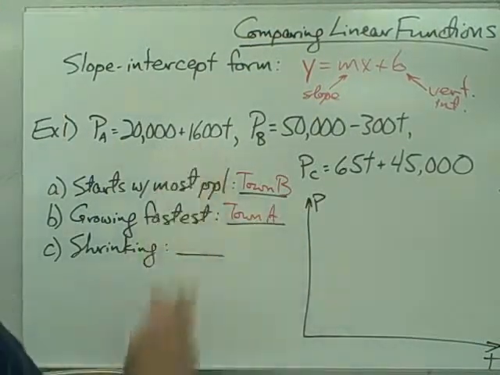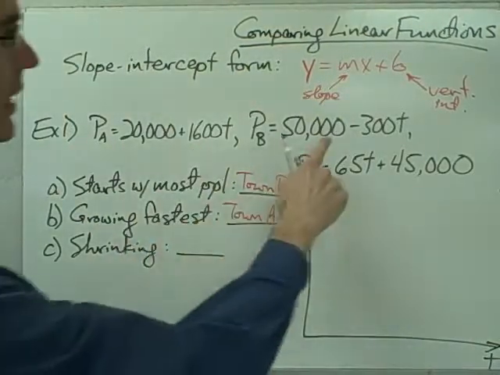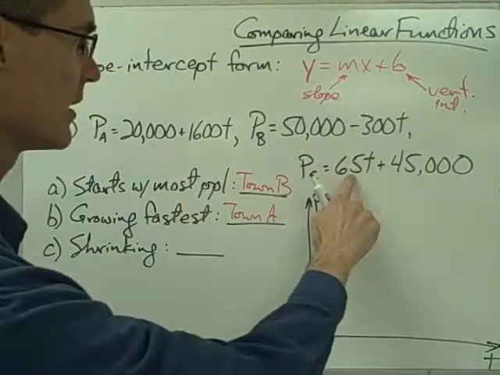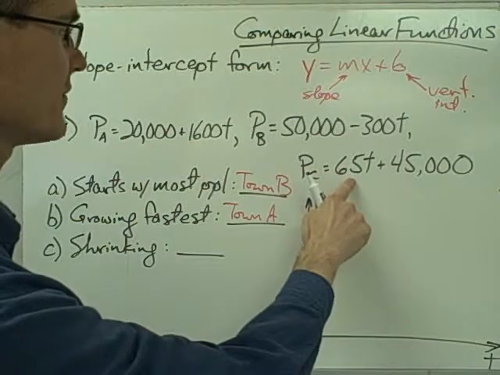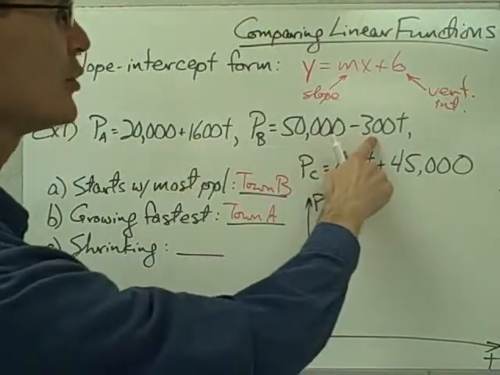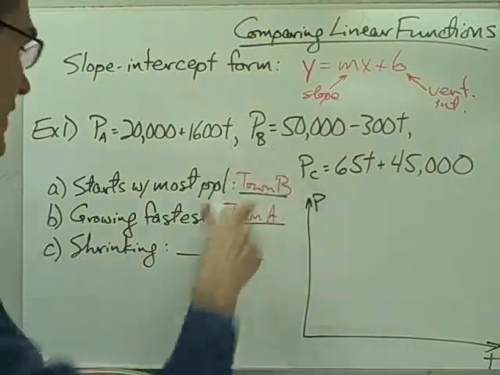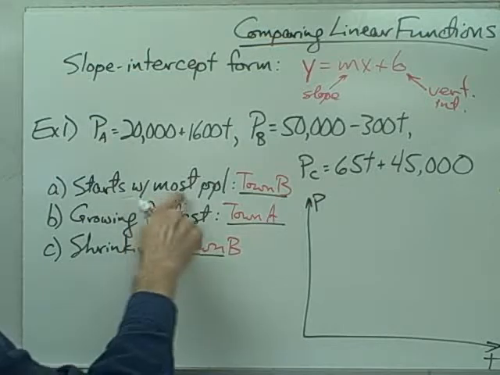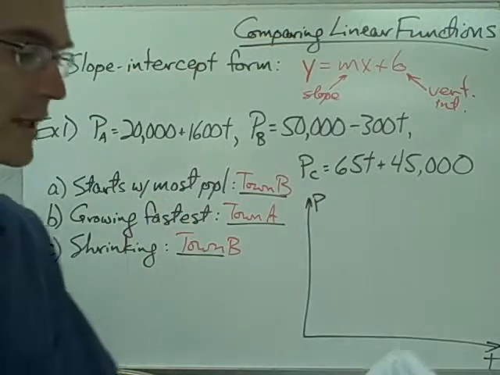Which town is shrinking? Well, this town, since it's losing people, the other 2 towns are gaining people every year, 65 people a year here and 1,600 people a year here. This town is losing 300 people a year, so it's the only town that is shrinking. So town B, not only does it start out with the most people, but it's also shrinking.